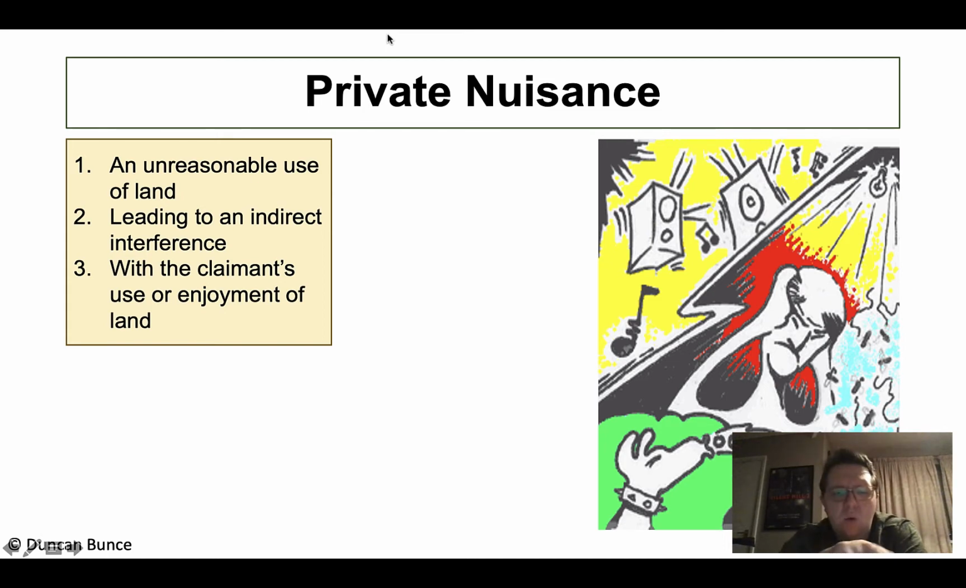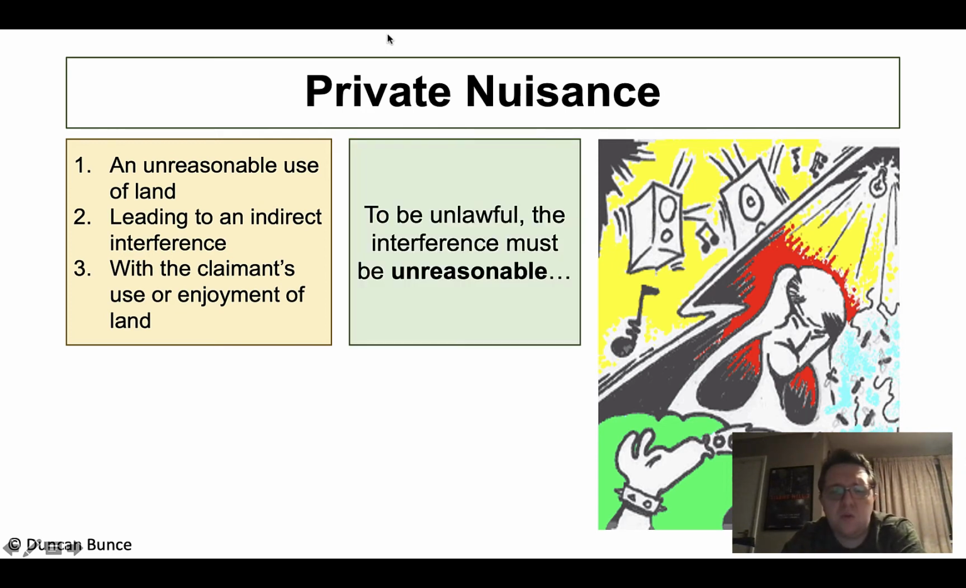Question, I think, why not a direct interference? Because if it was direct, that would involve laws involving trespass and so on, which we're not doing. So I think through the examples we're going to look at, you'll see how the defendant does something and indirectly it leads to the enjoyment of the land being interfered with, the claimant's enjoyment of the land. And of course that's the third part.